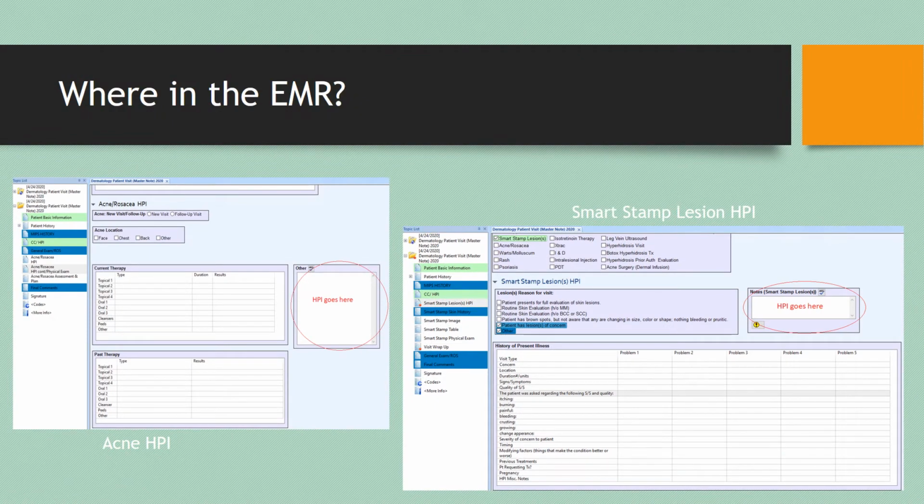The last few slides show where in the EMR in NextTech the HPI should be documented.